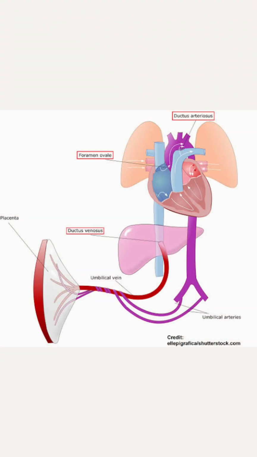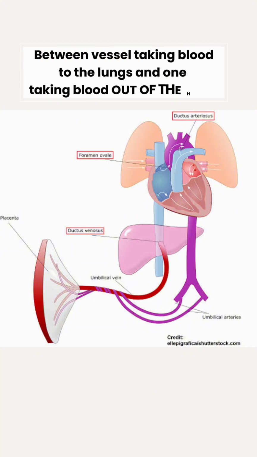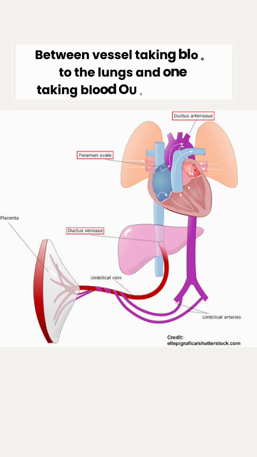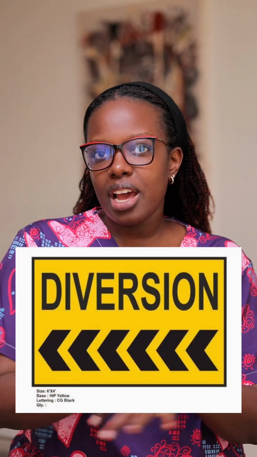There's one called the ductus arteriosus, which is at the level of the pulmonary artery, the blood vessel that is taking blood to the lungs and the one that is taking blood out of the lungs. Then there's one at the level of the liver. And all these holes are meant for one purpose: to divert blood. You know how on the road when someone is constructing, they put a road diversion?